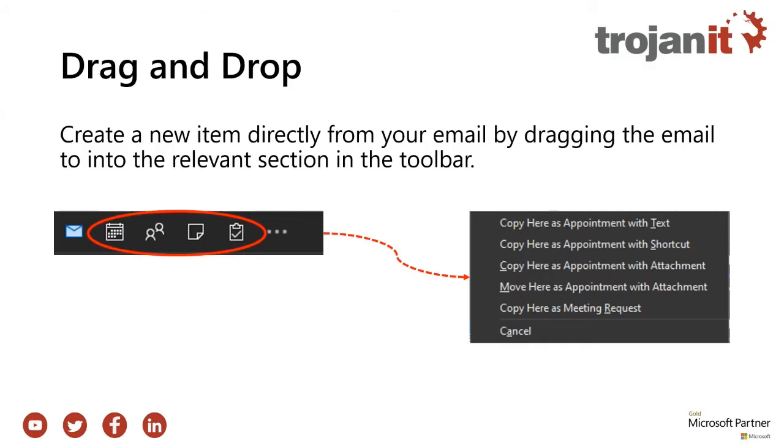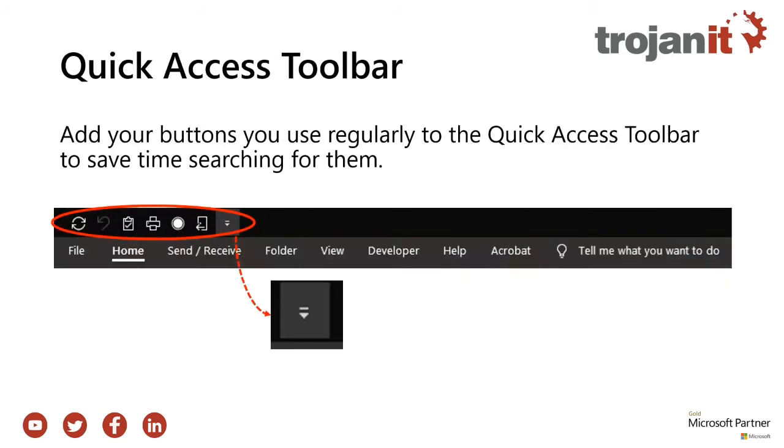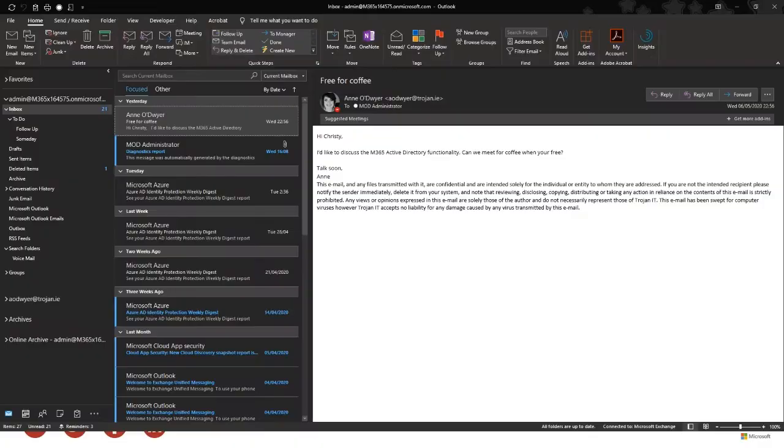The next thing we're going to look at is the quick access toolbar. You can add buttons that you use regularly to the quick access toolbar, and it saves you looking for them. It saves you trying to find where they are on the ribbon, and it just makes the option a bit quicker. So if I come into my Outlook here, you can see my quick access toolbar is up here on the top. For some people, it might appear just under your ribbon here.